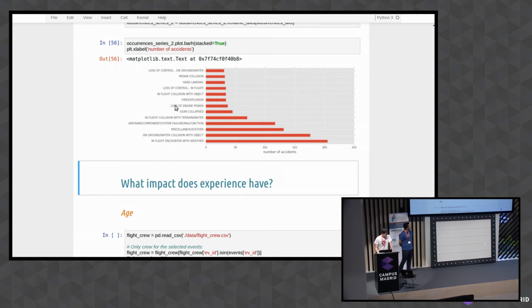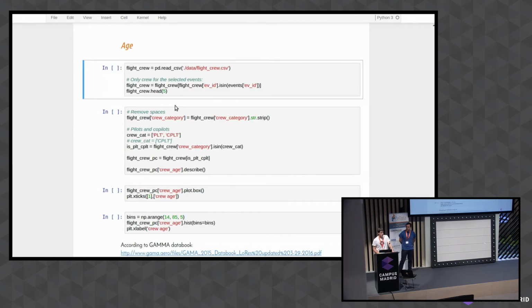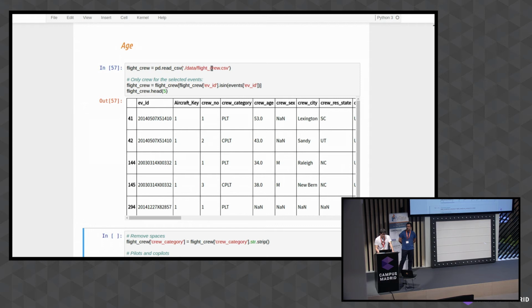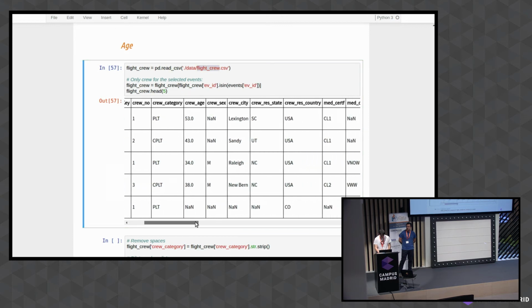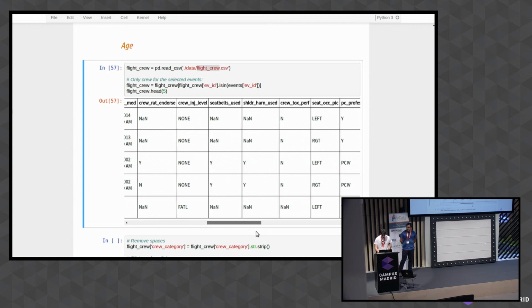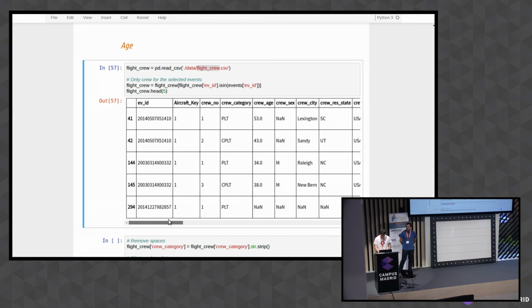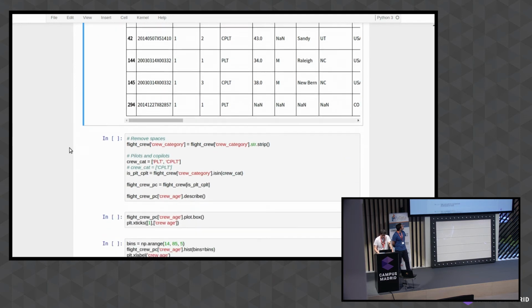Okay, so we are discovering some interesting data here. Another question you might be asking is, what impact does experience have? We are going to evaluate experience in terms of age of the pilots and also in terms of flight hours. Let's start with age. We have this information available in this database called Flight Crew. We have information about the age, sex, residence country. Even the profession was there, which is funny, because it's a pilot. Okay, not for general aviation. General aviation was also contemplated in this database, but we filtered, and we've gone only to commercial aviation.